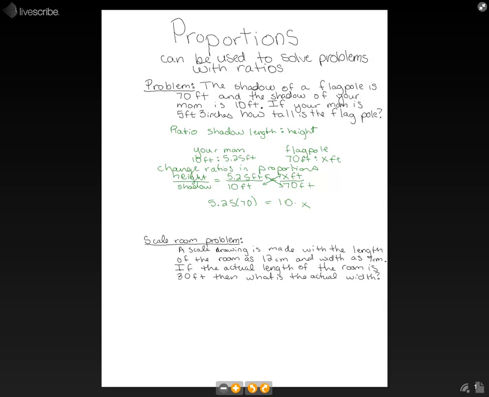Now whenever we carry out this problem, we divide by 10 on both sides to get x equals 5.25 times 70 divided by 10. And this is equal to 36.75 feet.